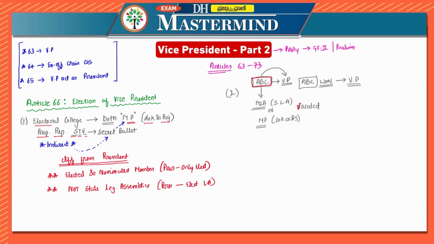The vice president shall not be a member of either House of Parliament or House of the Legislature of any state. And if a member of either House of Parliament or House of the Legislature of any state is elected vice president, he shall be deemed to have vacated his seat in that house on the date on which he enters upon office as vice president. That itself is said in Article 66 subclause 2.